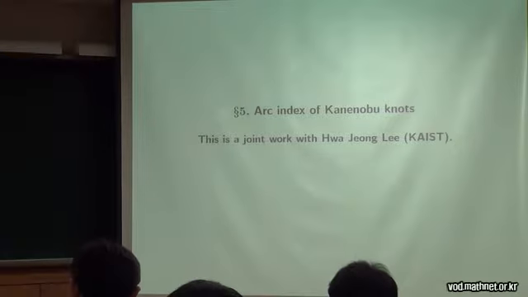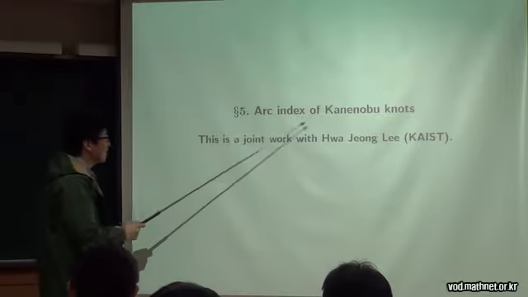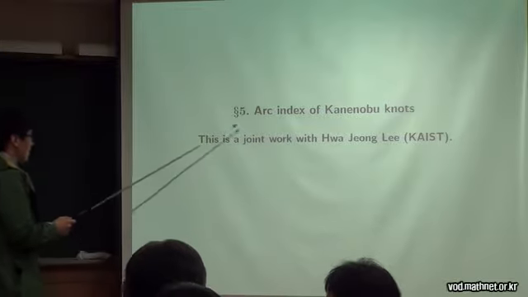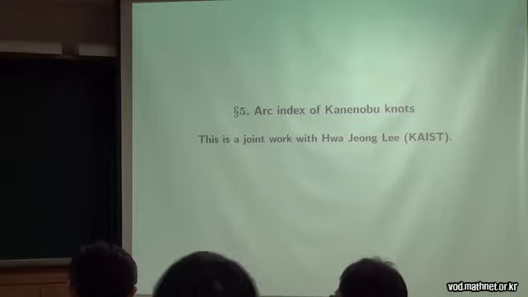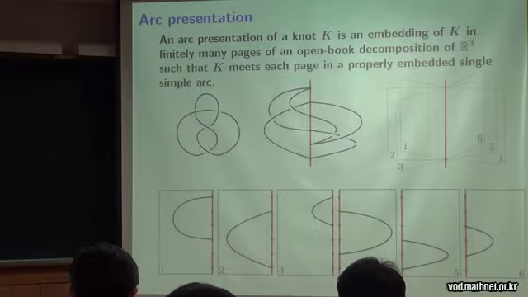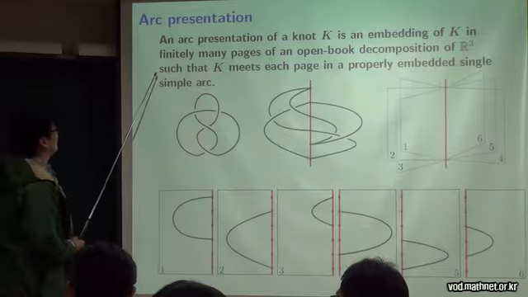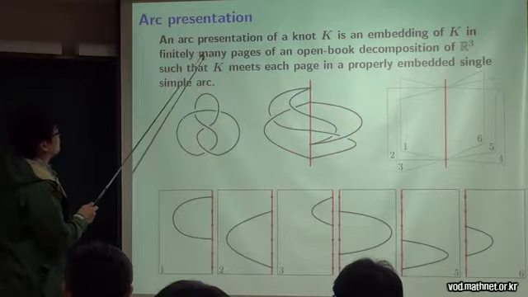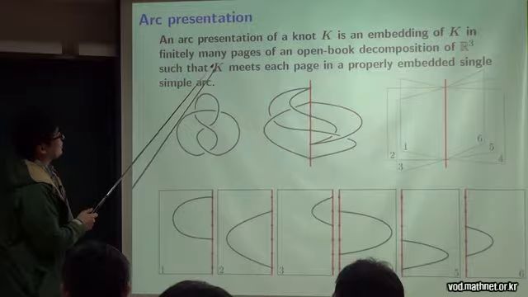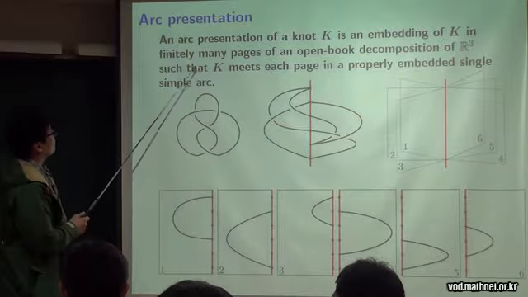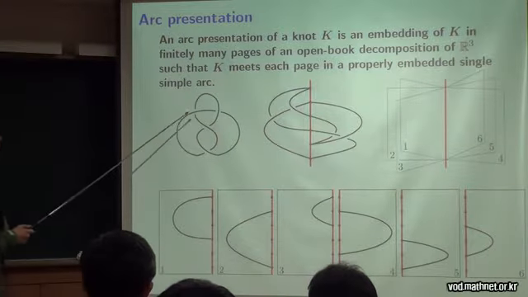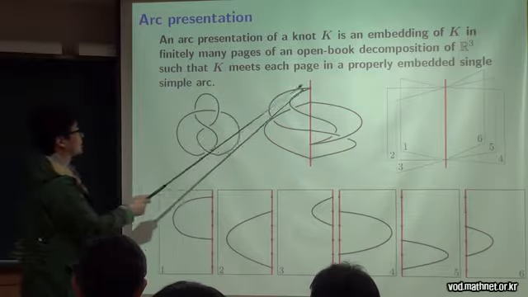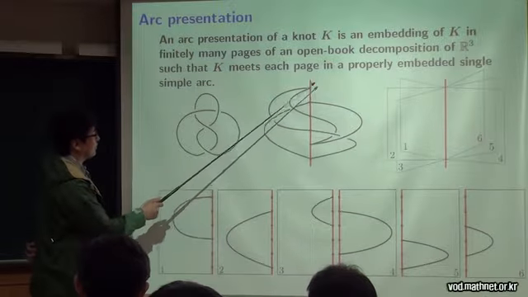Next, I explain the arc index of Kanenobu knots. This is a joint work with Hwa Jeong Lee. And we review the arc index, arc presentation. An arc presentation of a knot is an embedding of K in finitely many pages of an open book decomposition of R3, such that K meets each page in a properly embedded single simple arc.